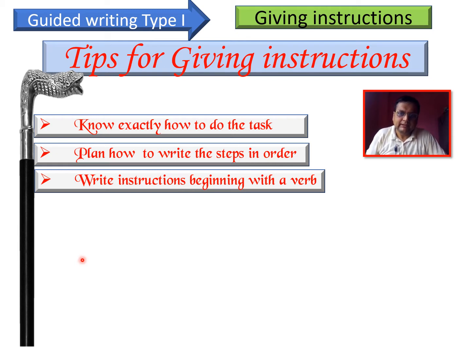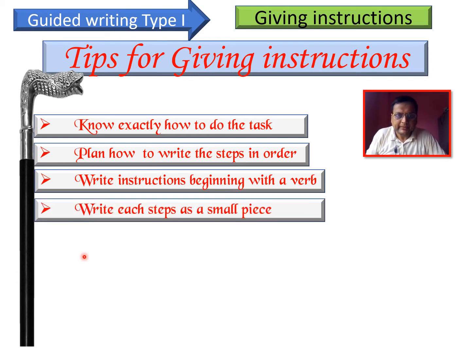Verb is needed. If you are asked to prepare tea, and you write, I am going to the tap to bring water, and I am going to put some tea and sugar, that is not correct. You have to write down the verb. Then first bring the water and measure the water like this. You have to use the verb at the beginning and write each step in a small piece.